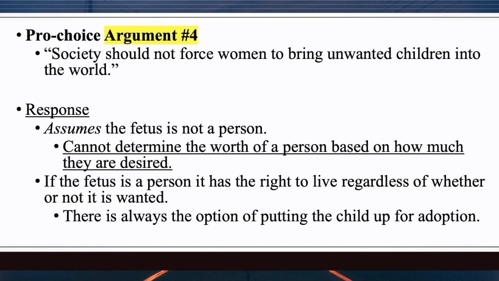Pro-choice argument number 4. Society should not force women to bring unwanted children into the world. Here's the response. Again, the pro-choice advocate is assuming the fetus is not a person.